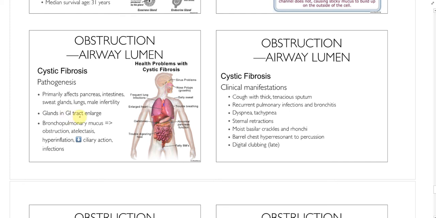The glands inside the GI tract then also enlarge and produce a tremendous amount of mucus. And all of that extra mucus leads to obstruction, atelectasis, hyperinflation due to air trapping, and a decrease in ciliary action, because those cilia are trapped in this thick mucus and can't move around. They are at super, super high risk of infections.